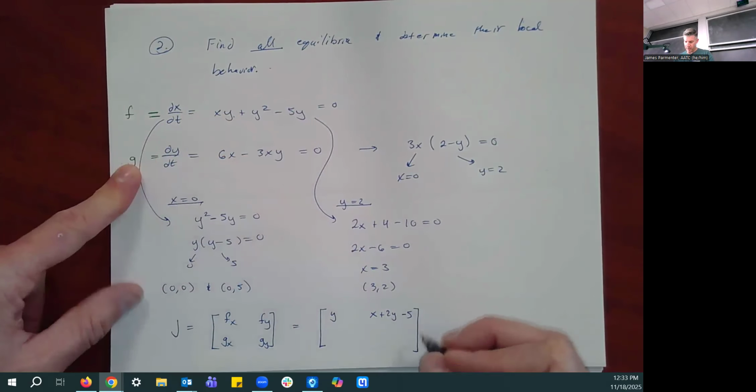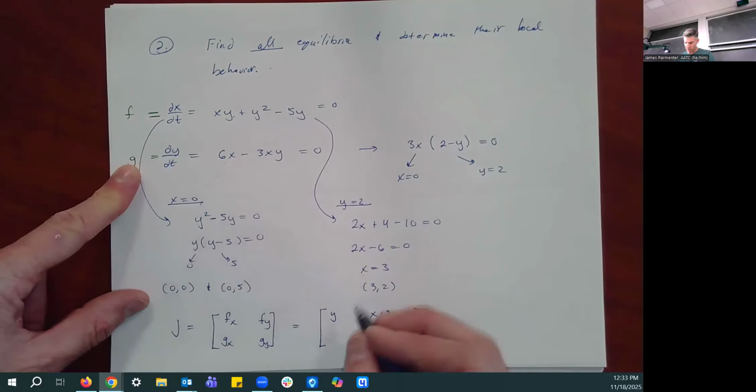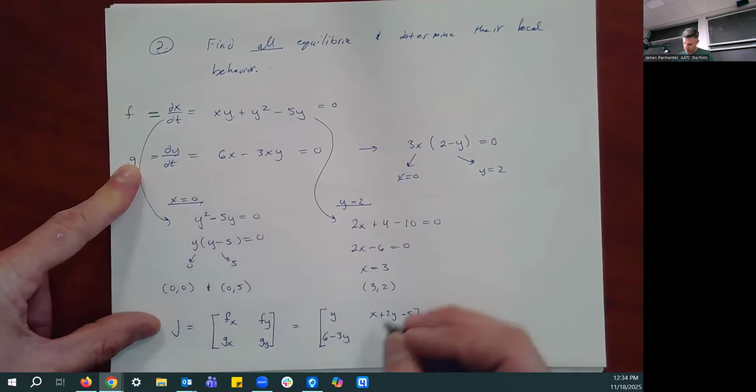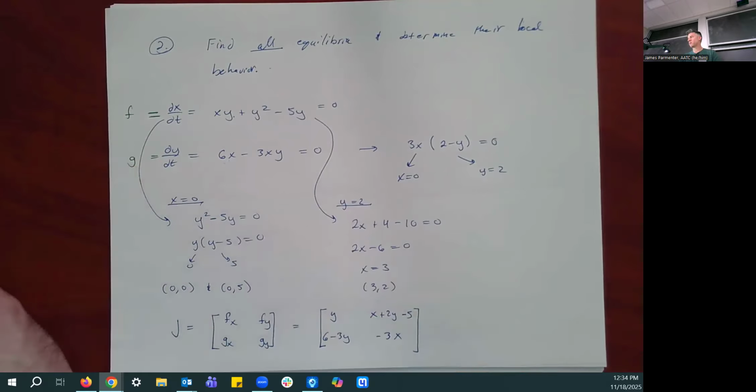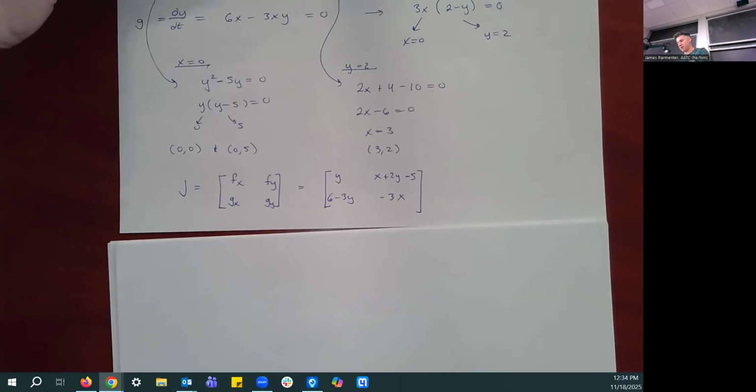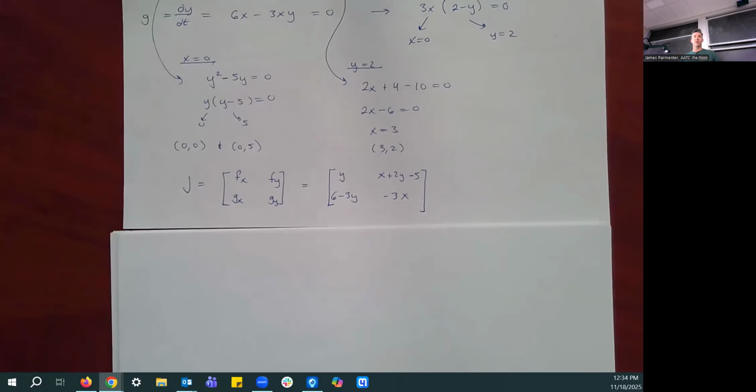Our gx is going to be 6 minus 3y. And our gy is going to be 0 minus 3x. Cool. Some typical good news in these situations is a lot of the times after you plug in your equilibrium to the Jacobian, it's very, very easy to identify the eigenvalues. Not always, but often. So let's check and see what we've got.